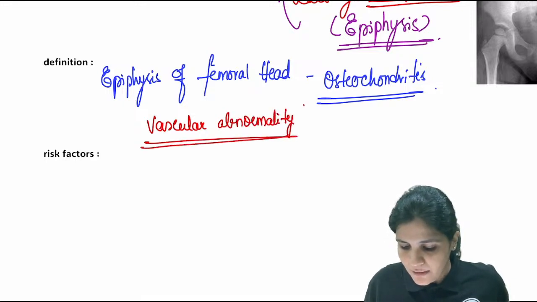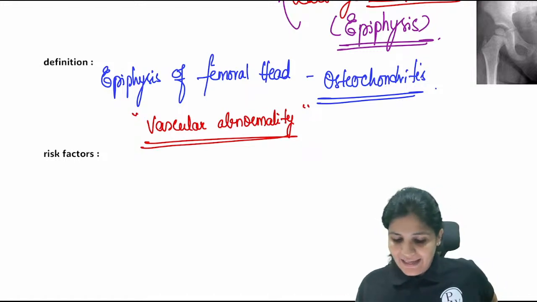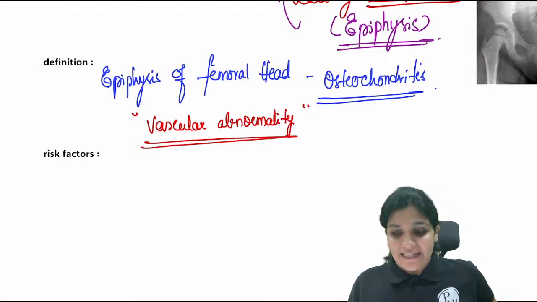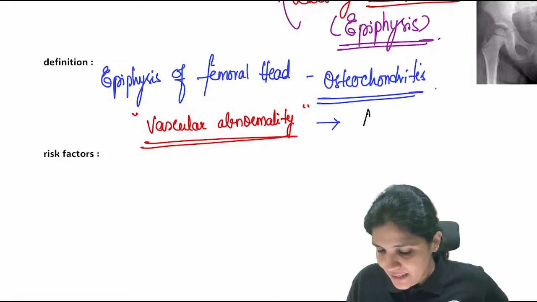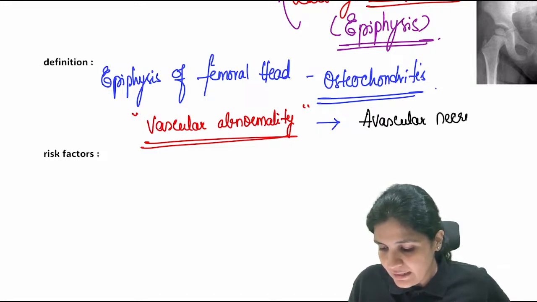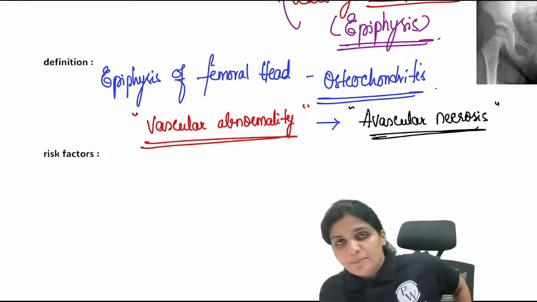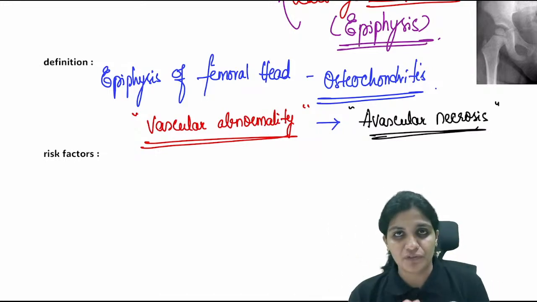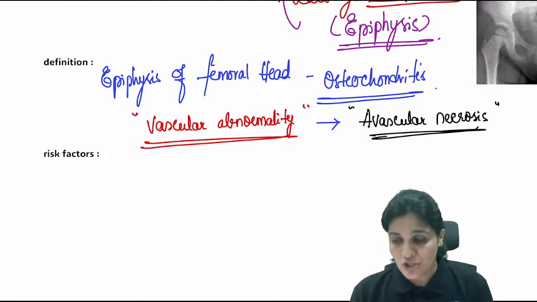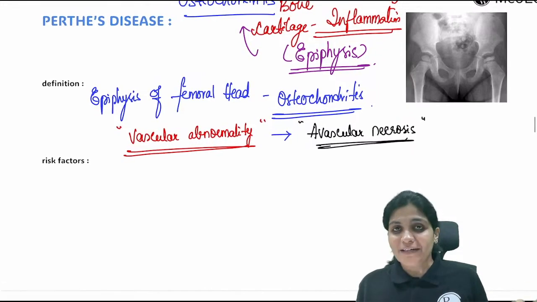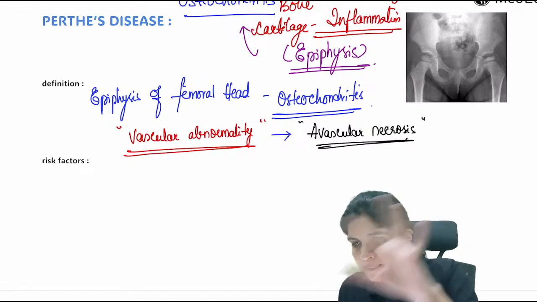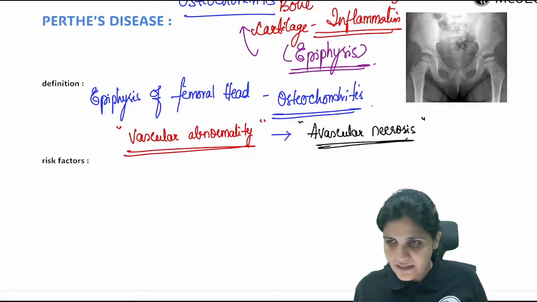There is some vascular abnormality, which will result in avascular necrosis. That is, whenever there is absence of blood supply, it is called avascular. So ultimately, osteochondritis is leading to avascular necrosis of the head. It is simply called osteochondritis, and whenever this involves the femoral head, this is called Perthes. Is that clear, guys? So this is the definition of Perthes, right?